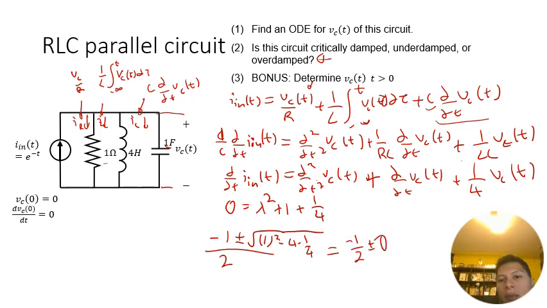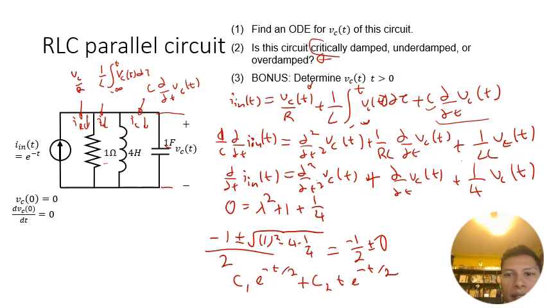So I have repeated roots, and whenever I have repeated roots, my homogeneous solution will look like C1 e to the negative t over 2 plus C2 t e to the negative t over 2. And so as a result, we're actually critically damped.